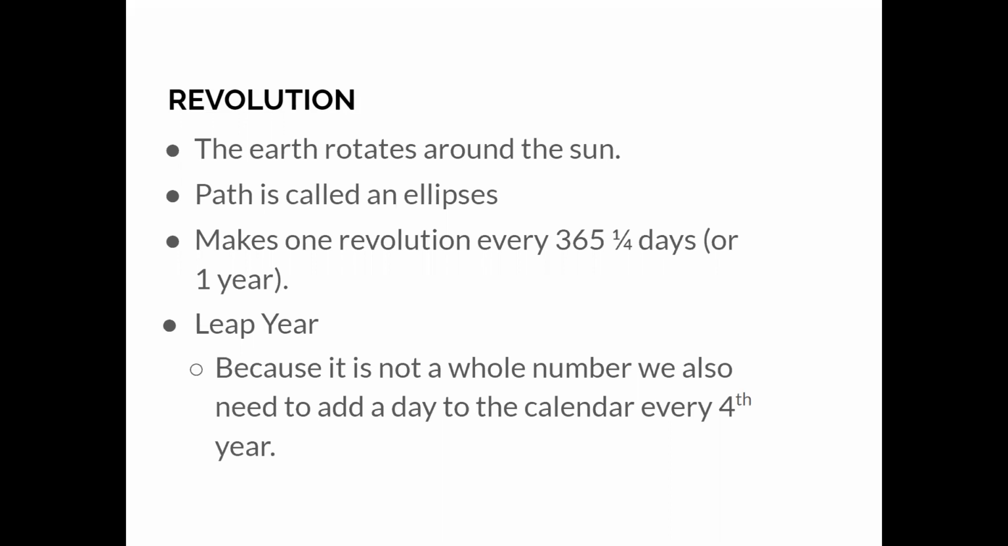How long is one revolution? We go one time around the sun. That's exactly right. One revolution is a year. To be exact, 365 and a fourth days, but we go by a year. So we consider a year 365 days. That's exactly right.